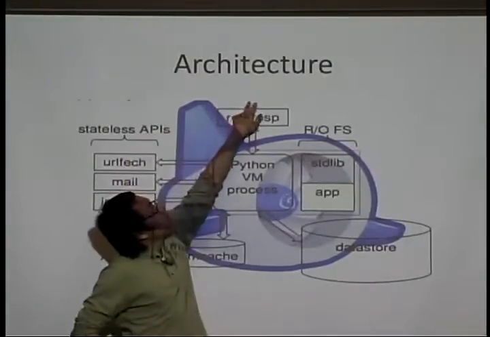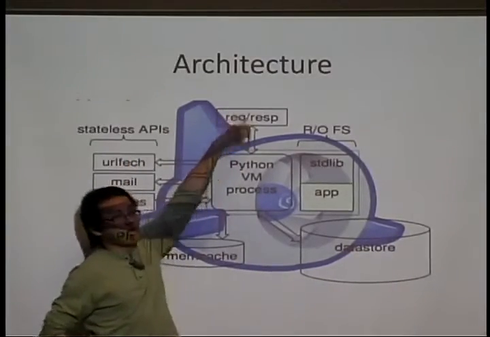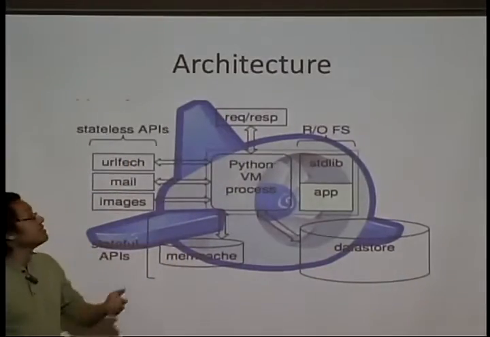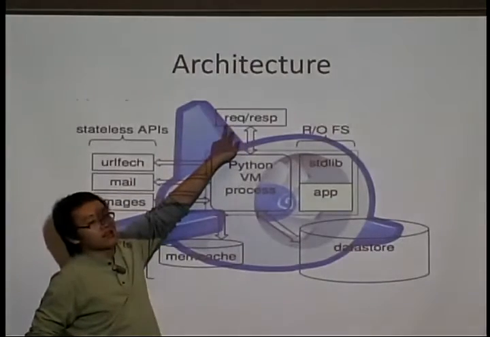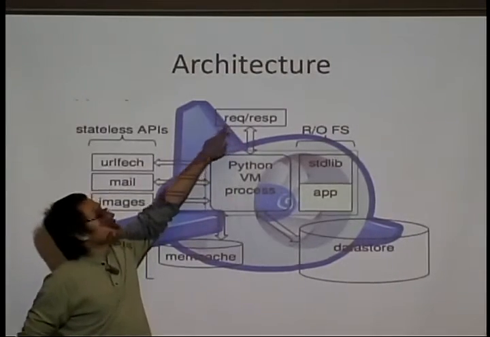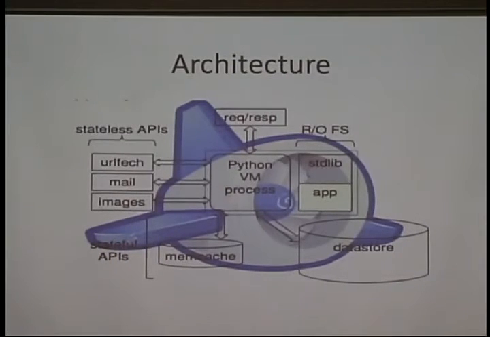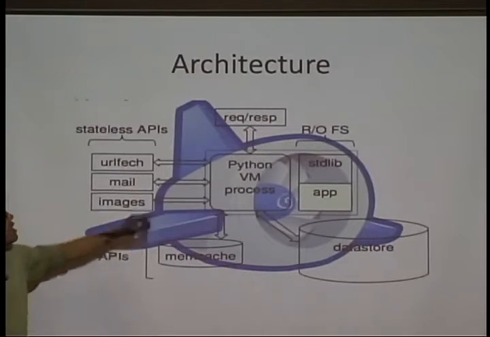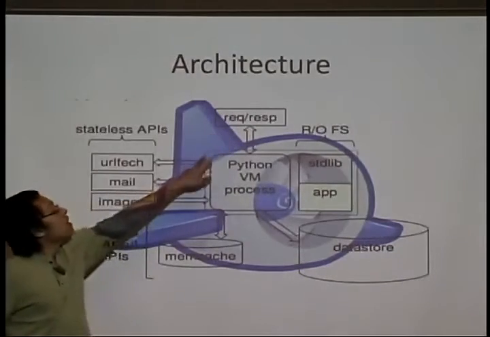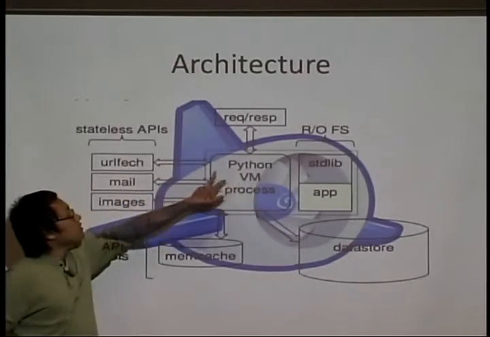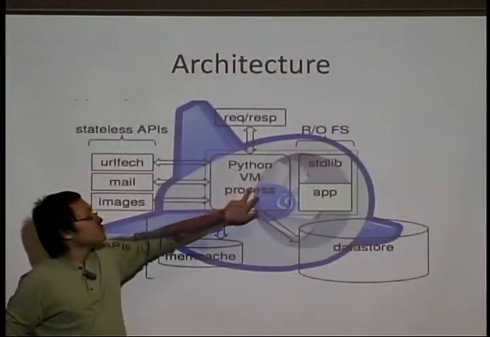So here would be our browser, or some other type of client. We send a request to the application. Let's say, because Google supports Python, Java, and Go, let's take the Python one for example. Then this request would be directed to the Python virtual machine process.